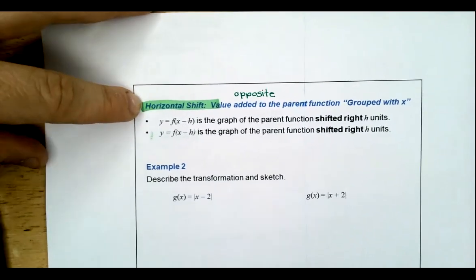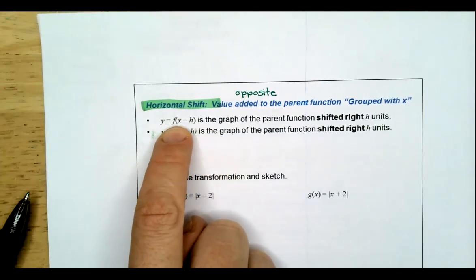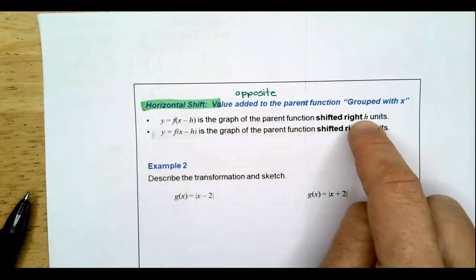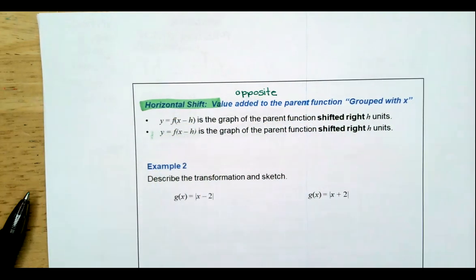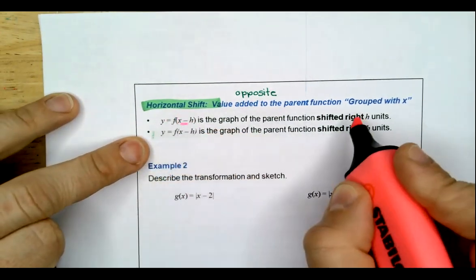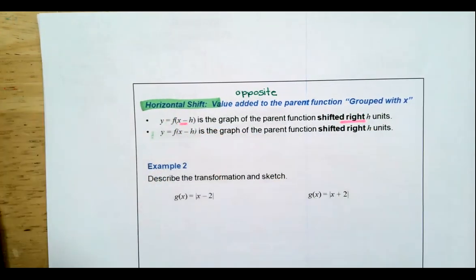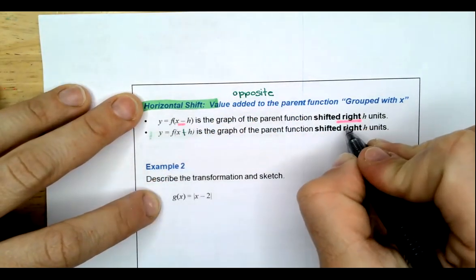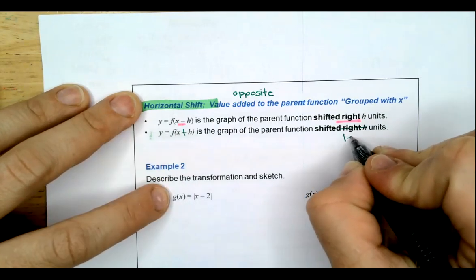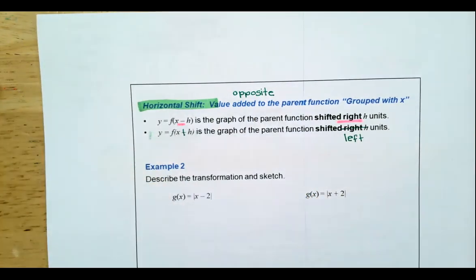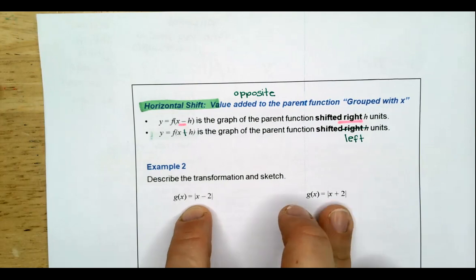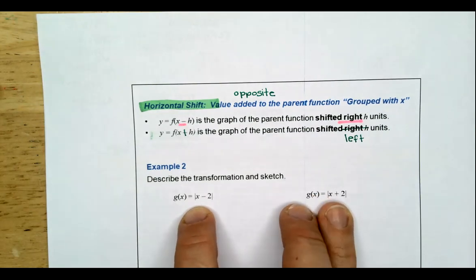Okay, so g equals f of x minus h is the graph of the parent function shifted right. Okay, so with the minus we shift right, and with plus h, shifted left. At least I didn't make it too confusing. I just copied the same thing twice. Good? Okay, so these are within the grouping symbols because the grouping symbol is the absolute value bar.